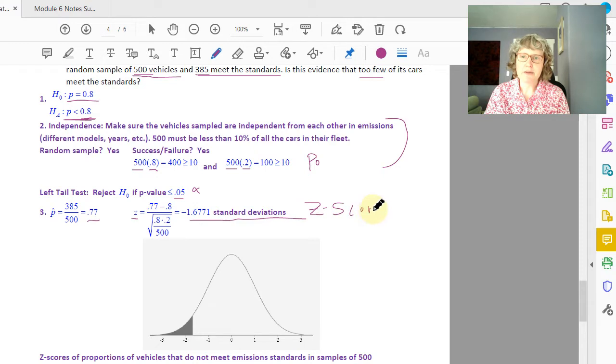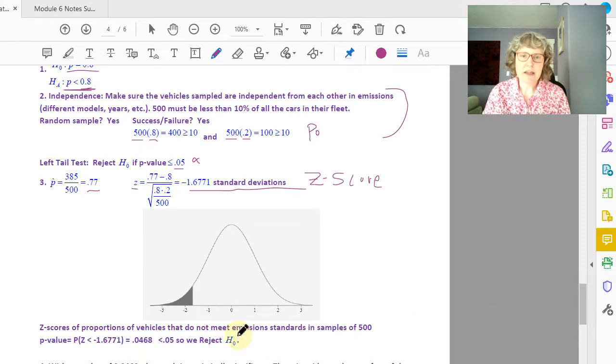Can't really write with the mouse, so I'll try not to write too much with the mouse. Now this is where it's nice to have a picture. You can just do a sketch by hand if you want. I put this in from Online Statbook because it's nice to see. Here's 1.67 to the left or below the mean, and this is our area here. So this is our z-score or test statistic, and then the probability is our p-value.